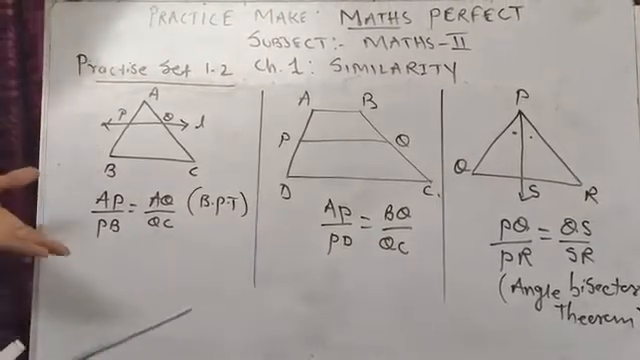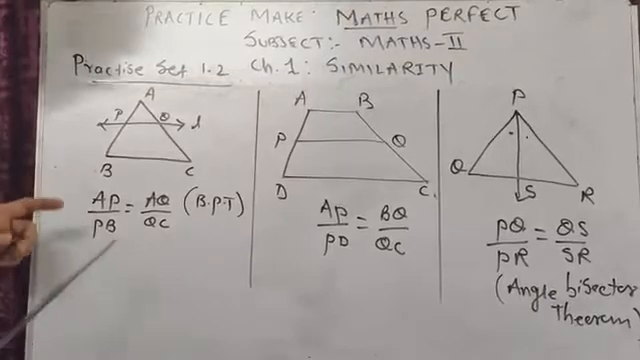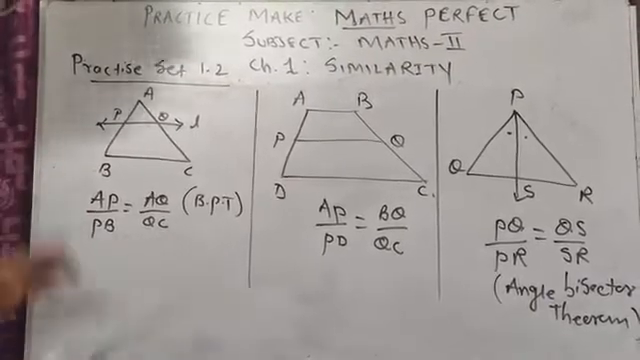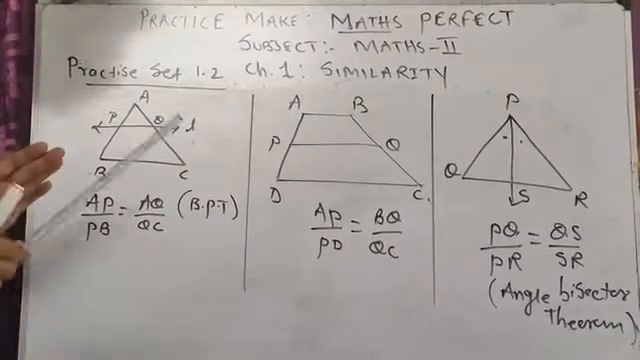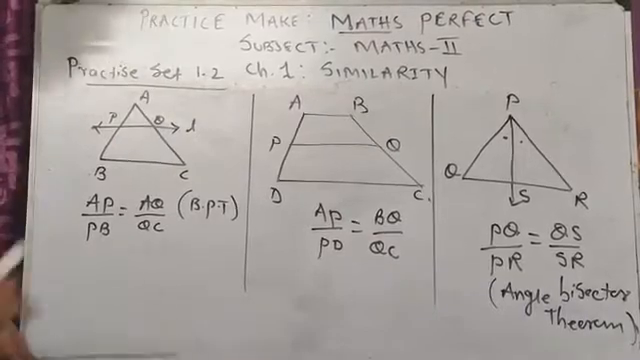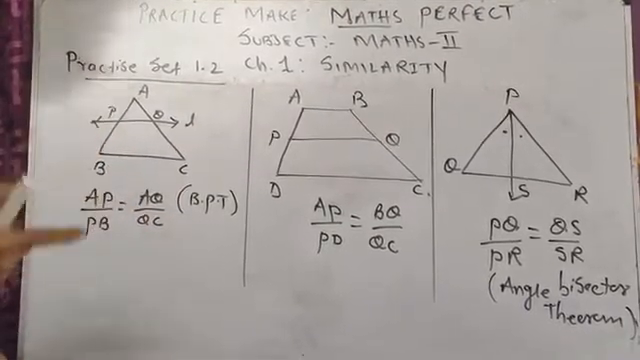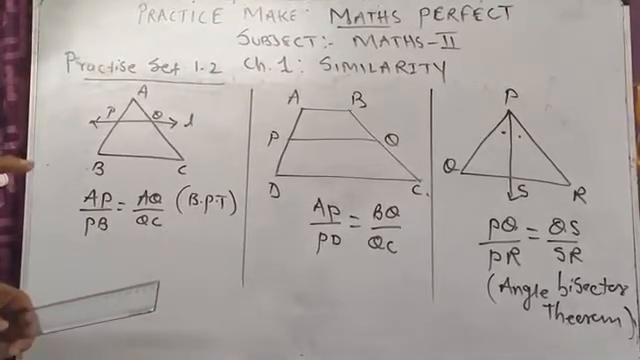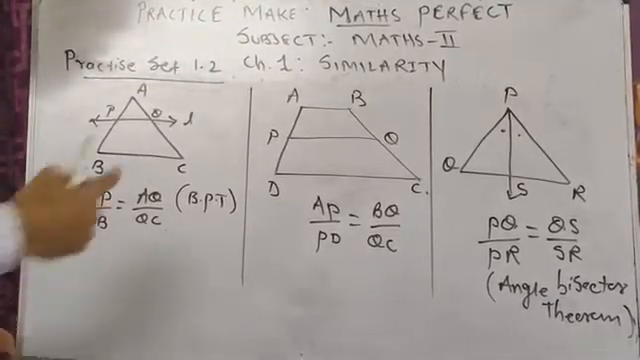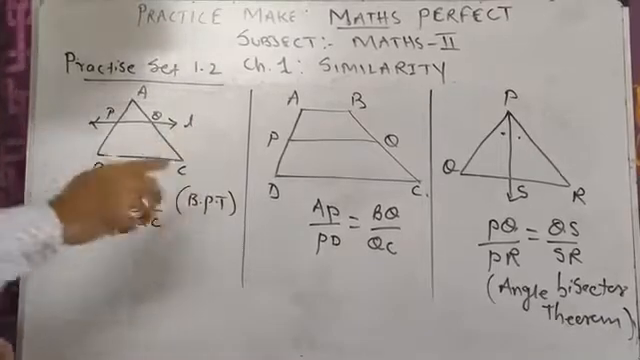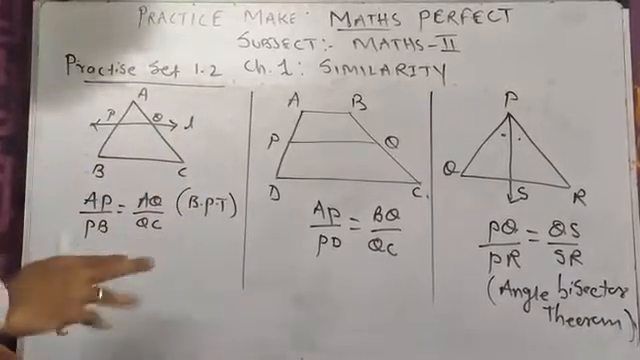Now what is the converse of BPT? When it is given that these two ratios are equal, that means this line L is parallel to side BC. This is called the converse of BPT. And in BPT, line L is parallel to BC, it is given first and then you have to find the ratio.